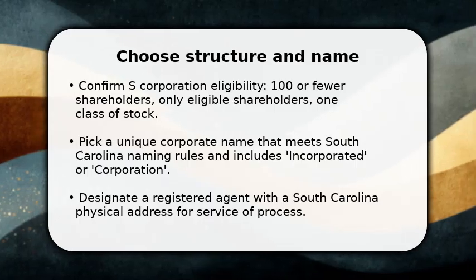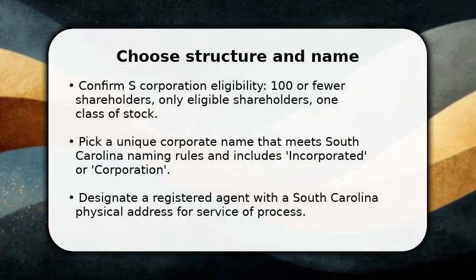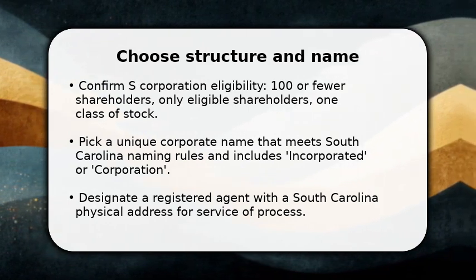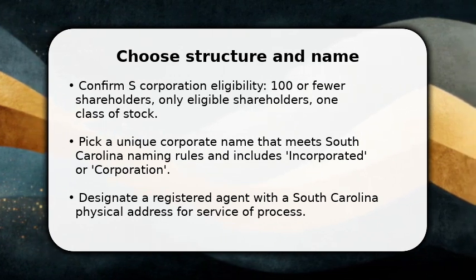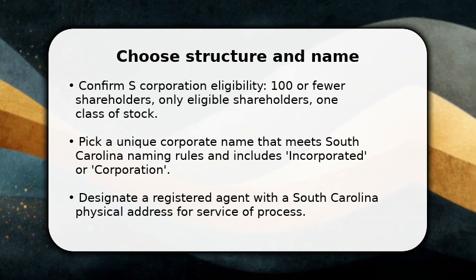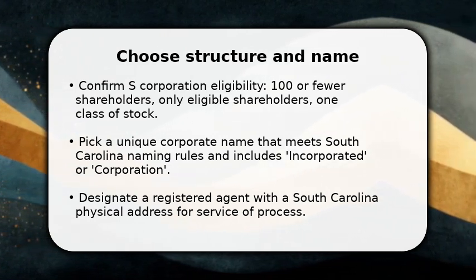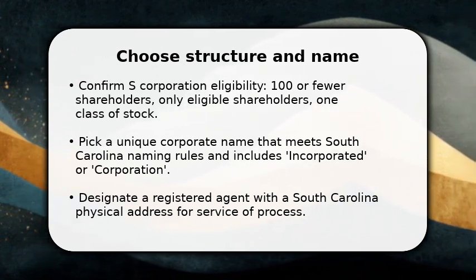Start by confirming S corporation eligibility. 100 or fewer shareholders, only eligible shareholders such as individuals, estates, certain trusts, and only one class of stock. Pick a unique corporate name that meets South Carolina naming rules and includes words like incorporated or corporation. Search the Secretary of State database to avoid conflicts.